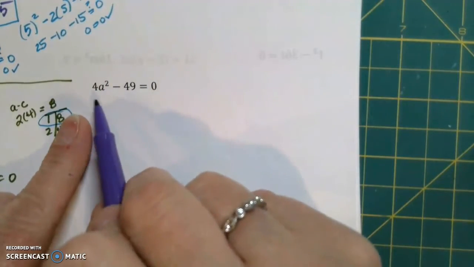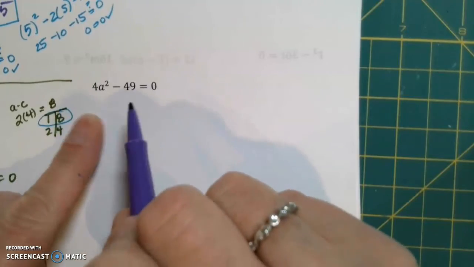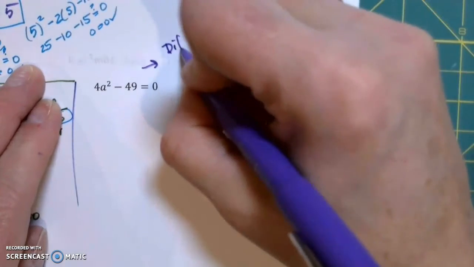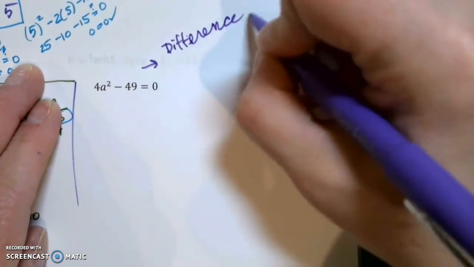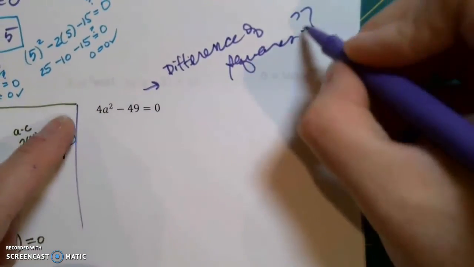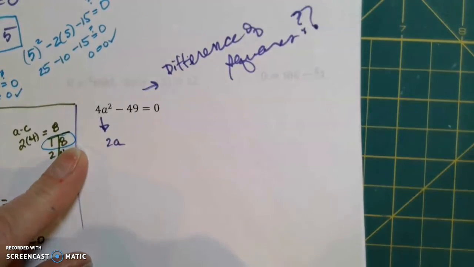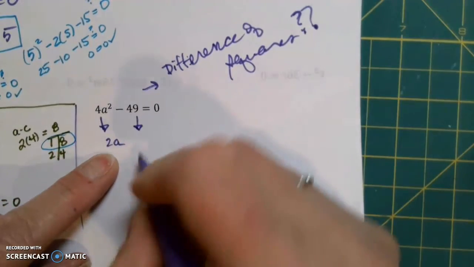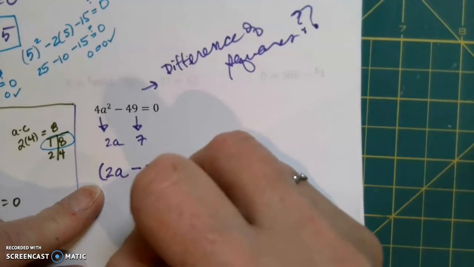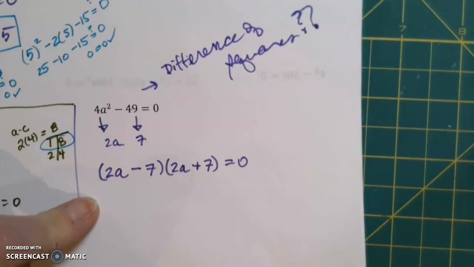Okay, so 4a squared minus 49 equals 0. Okay, set equal to 0, so we're good there. It's in descending order. It is two terms, so the immediate thing you want to think is, is this a difference of squares? And so check. Is this a perfect square? Yeah, it's 2a times 2a. Is this a perfect square? Yep, that's 7 times 7. So if I notice that it's a difference of squares, we're going to have 2a plus 7 and 2a minus 7 as my two factors.